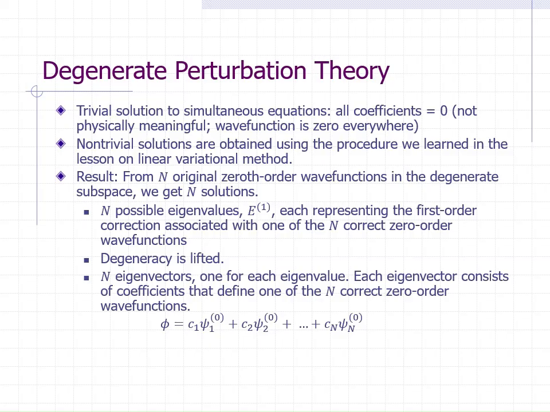Next, we obtain n eigenvectors, one for each eigenvalue. Each eigenvector consists of coefficients that define a corrected zeroth-order wave function as a linear combination of the original degenerate states. So each corrected wave function can be written as phi equals c sub 1 psi sub 1 naught plus c sub 2 psi sub 2 naught, and so on. Finally, notice that in this corrected basis, the result looks just like the non-degenerate case. The first-order energy correction is simply the expectation value of the perturbation with respect to the correct zeroth-order wave function.